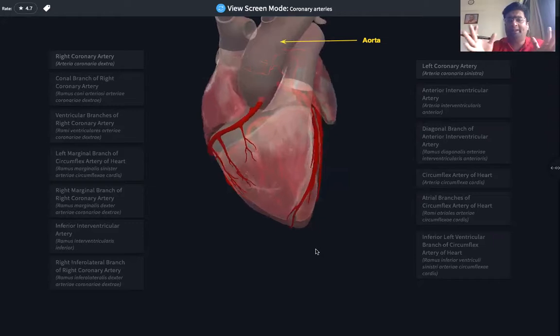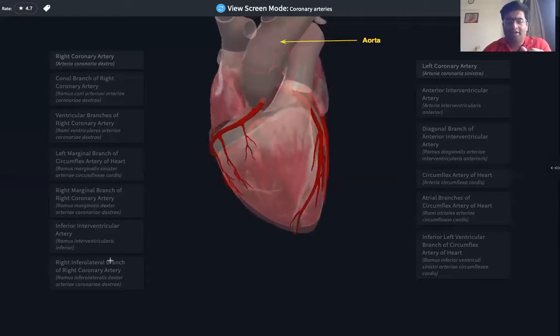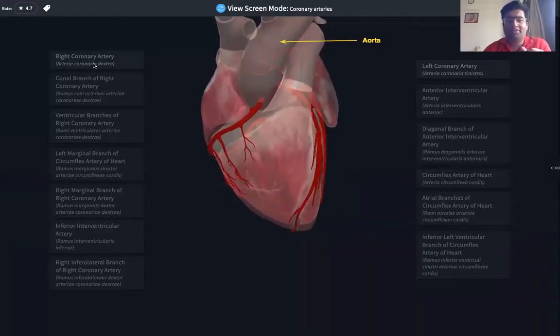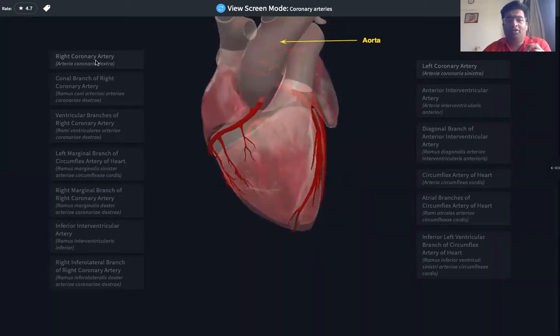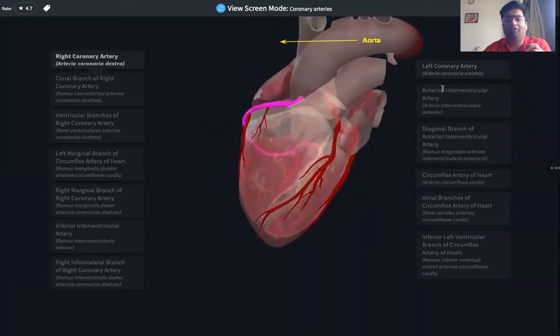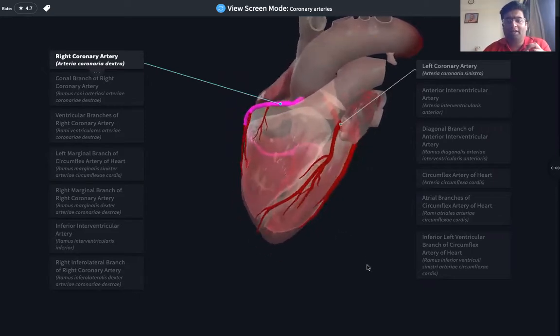And they spread towards both the sides of the heart, the left as well as the right side. And that is, they divide into left and the right coronary arteries. So coronary arteries are basically responsible for distributing the oxygenated blood containing nutrients to the walls of the heart.